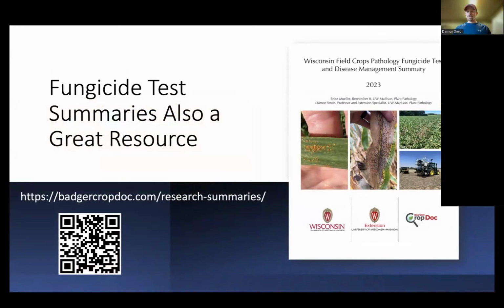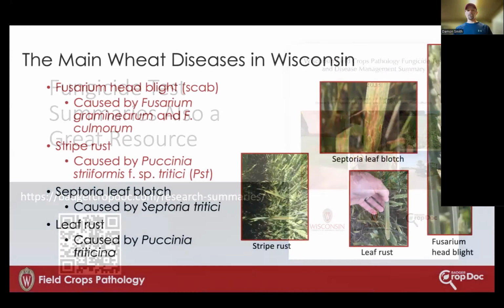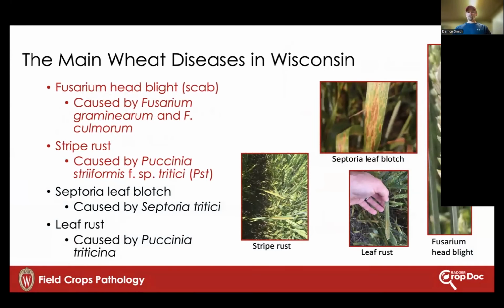My fungicide test summaries came out last spring and are available at that QR code there. I've been getting a lot of questions on fungicide performance and efficacy, and this is a good resource. You're probably really interested in 2023, but don't forget to go back. There's over a decade of these reports now, and you want to look at what's happened over time, as well as across multiple locations, and choose products that have efficacy that is consistent across those locations and time.